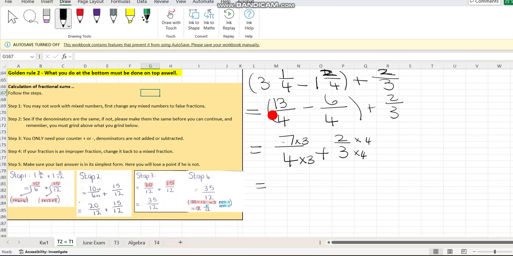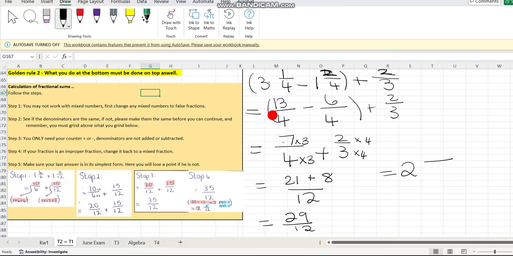Because 3 times 4 or 4 times 3, either way, will give you an answer of 12. And then 7 times 3, 7, 14, is 21. Will give you 8. Then just do the sum, which is 29 above 12. And then you follow the steps as you did with the other one. 12 goes in 2 times.